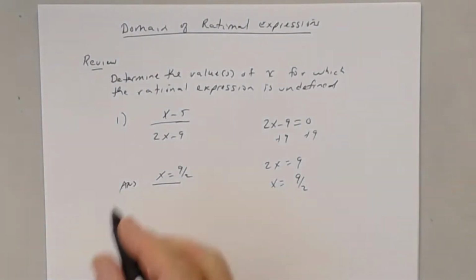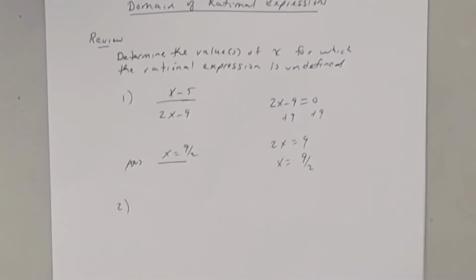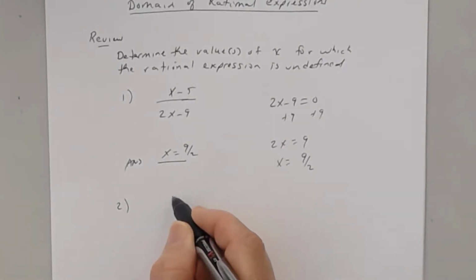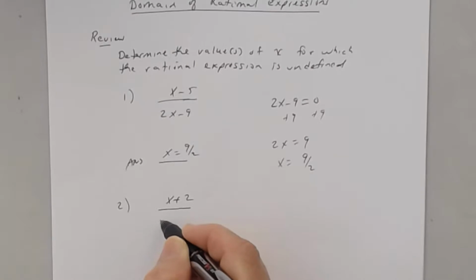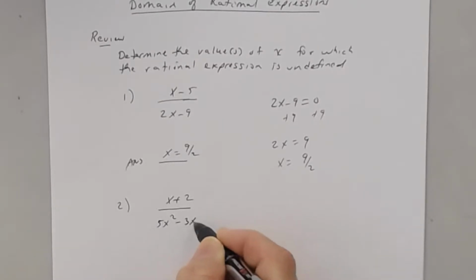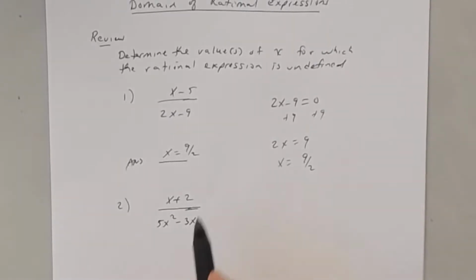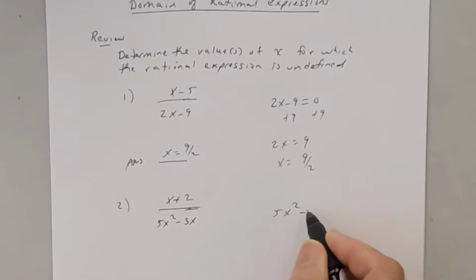Number 2. We're going to do one more, and then we're going to talk about the domain. All right, number 2, suppose I had x plus 2 divided by 5x squared minus 3x. I want to find out what values of x make this rational expression undefined. Well, when is a rational expression undefined? When the denominator is 0. What is this denominator here? 5x squared minus 3x. So I have to see when that is equal to 0.